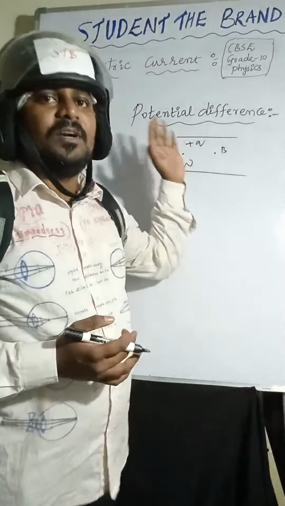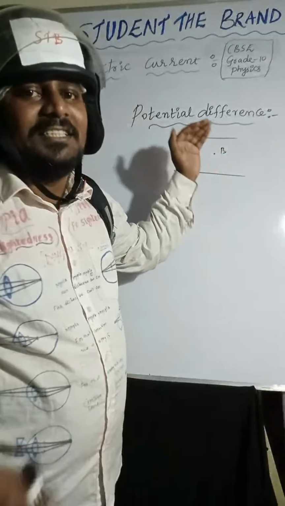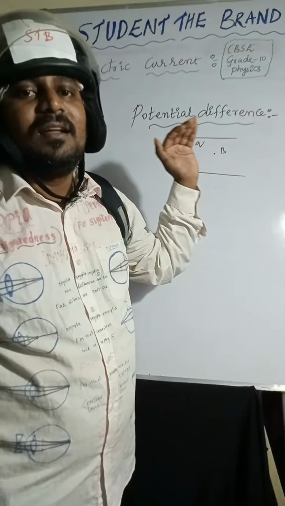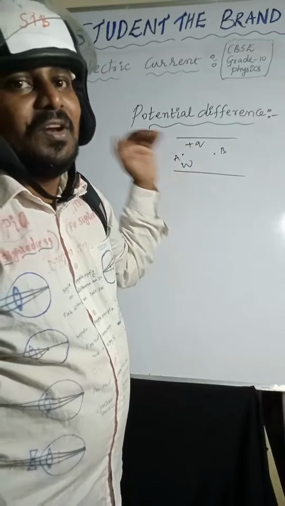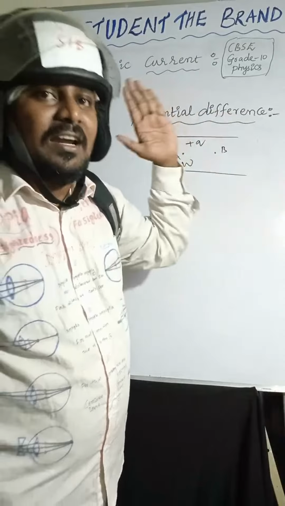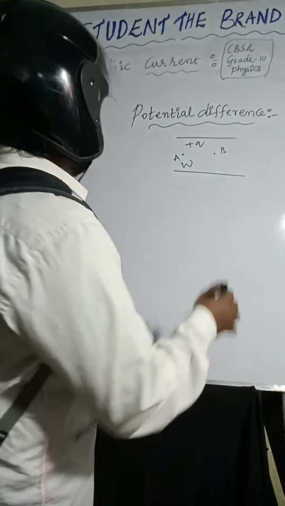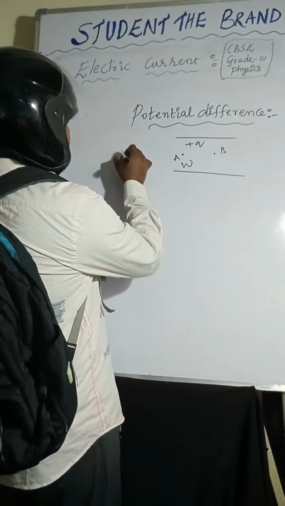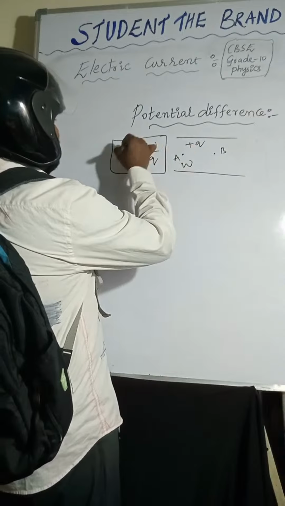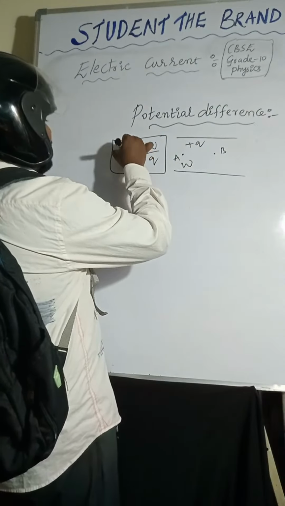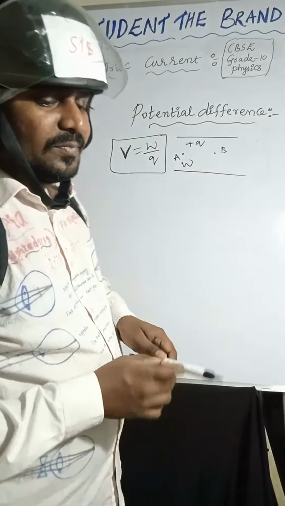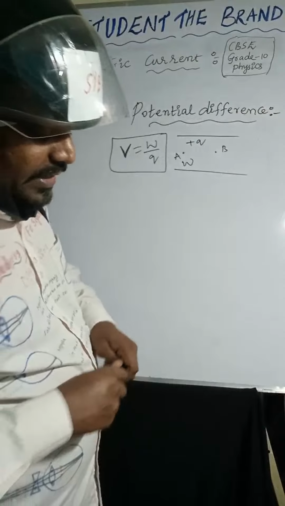Potential difference is nothing but work done to bring unit positive charge from one point to another point within the conductor is called potential difference. Okay, so V equal to W by Q. So we are doing some work to bring unit positive charge from one point to another point.